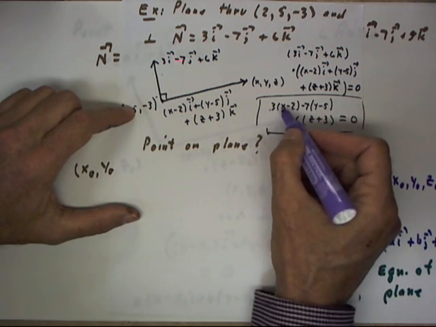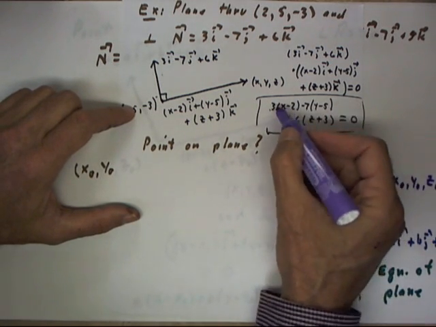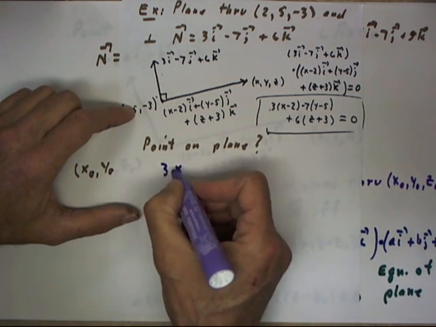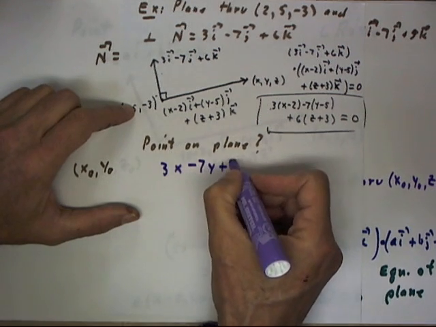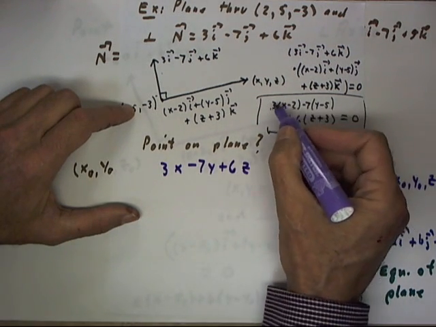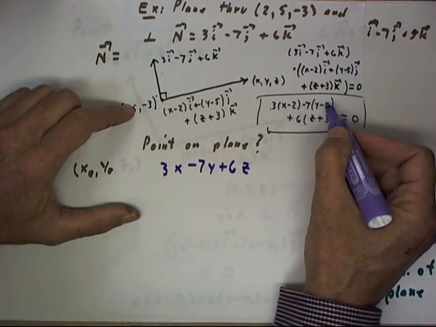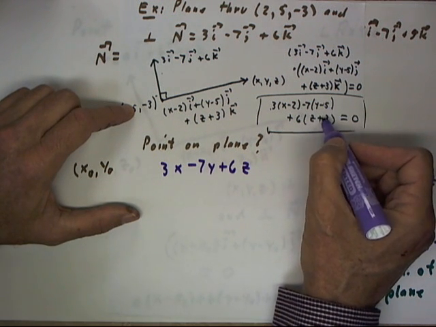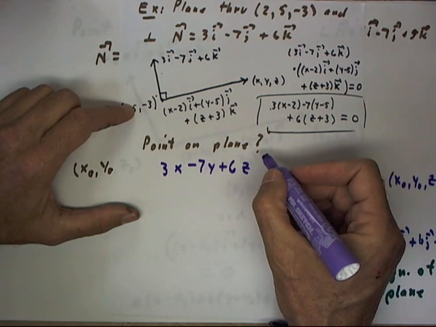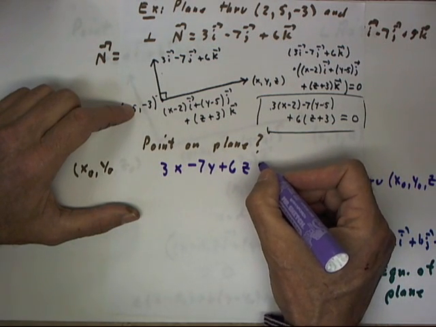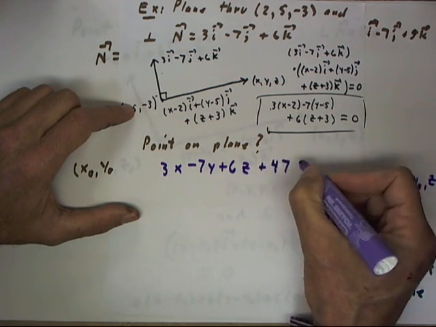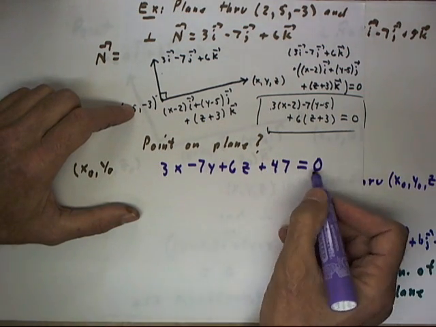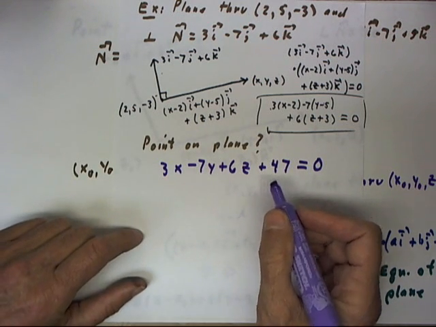If we multiply through using the distributive law, we're going to get 3x minus 7y plus 6z, and then minus 6 plus 35 plus 18. Now 35 and 18 is 53, minus 6 is 47. So I believe that plane is going to be 3x minus 7y plus 6z plus 47 equals 0.